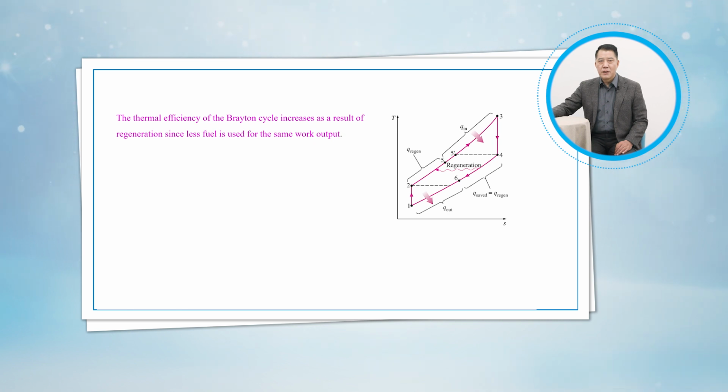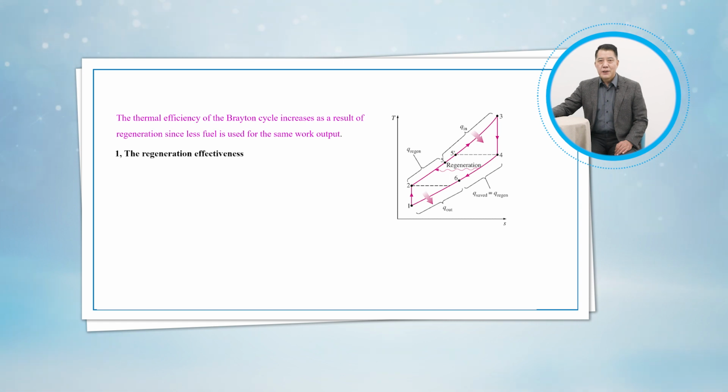Note, however, that the use of a regenerator is recommended only when the turbine exhaust temperature is higher than the compressor exit temperature. Otherwise, heat will flow in the reverse direction, decreasing the efficiency. This situation is encountered in gas turbine engines operating at very high pressure ratios.